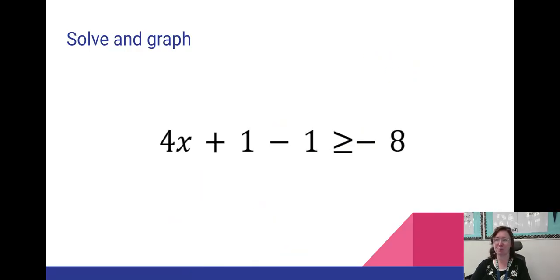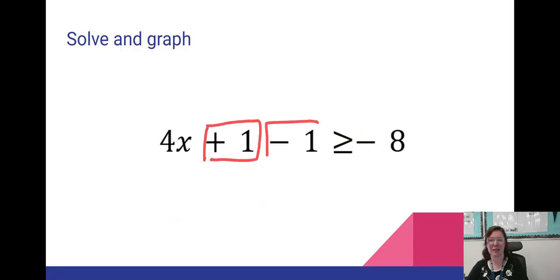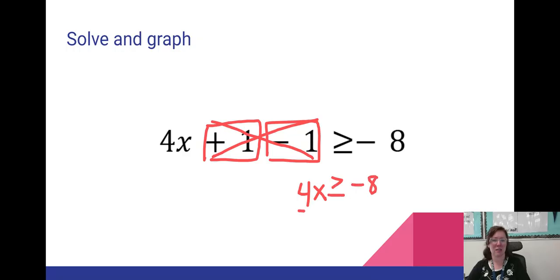Okay, again, combining. Well, this is kind of cool. A positive 1 minus 1, that's 0. So those just become 0. I'm just going to cross it off. And now we just have 4x is greater than or equal to negative 8. Divide both sides by 4.